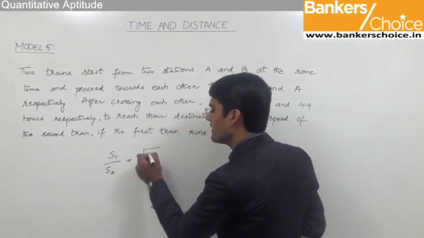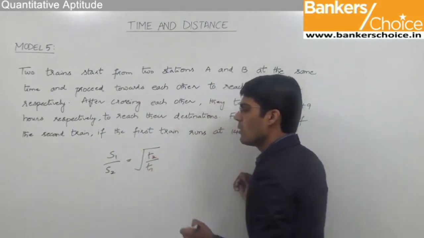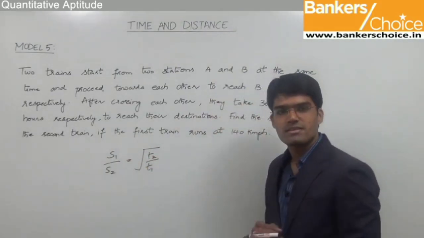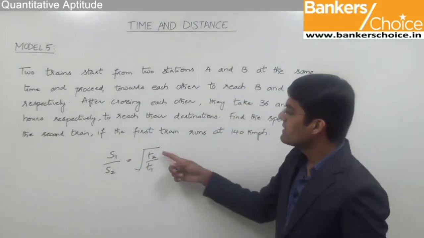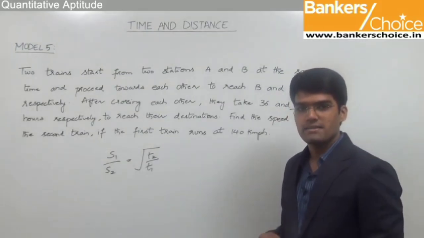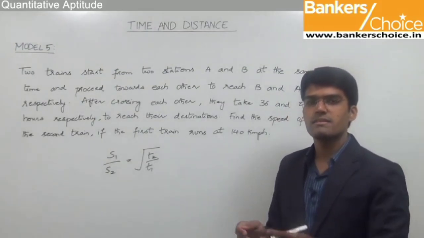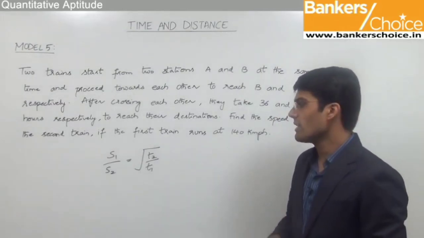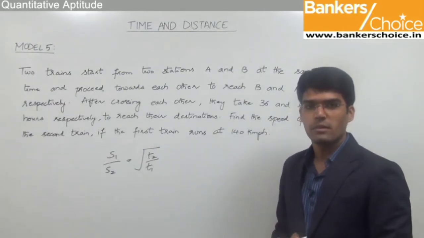So as discussed, the shortcut formula to get the answer here is s1 by s2 should be equal to root over t2 by t1, where s1 and s2 are the speeds of the first and second trains respectively, and t2 and t1 are the times taken by the second and the first train to reach their destinations after crossing each other. So let us substitute the given values and find out the required answer.